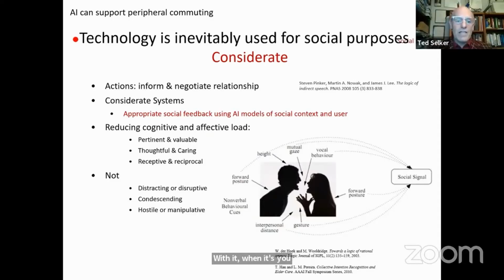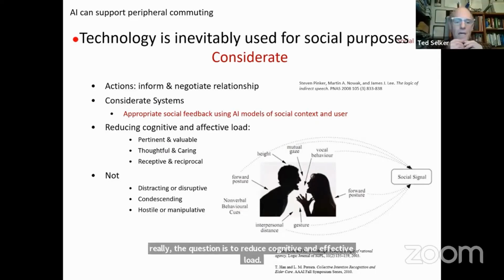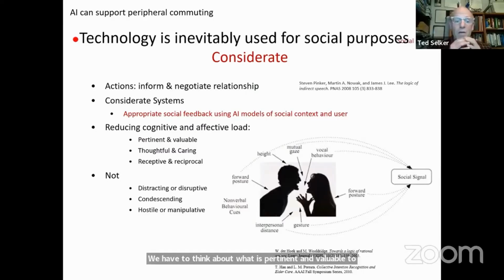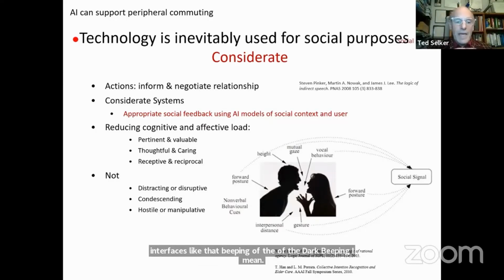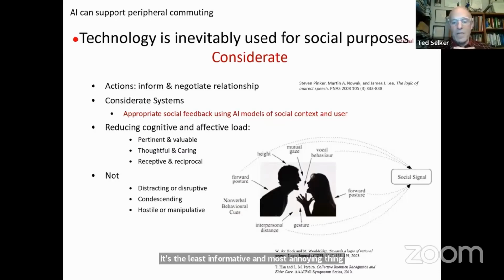And really the question is, to reduce cognitive and affective load, we have to think about what is pertinent and valuable to communicate. We want to do it in a thoughtful and caring way, and we want it to be receptive and reciprocal. We don't want it to be distracting. We don't want it to be disruptive. We don't want it to be condescending, like that darn beeping. It's the least informative and most annoying thing my Tesla could do. And we don't want it to be hostile or manipulative.